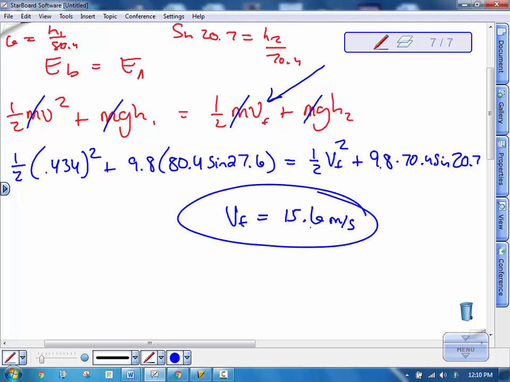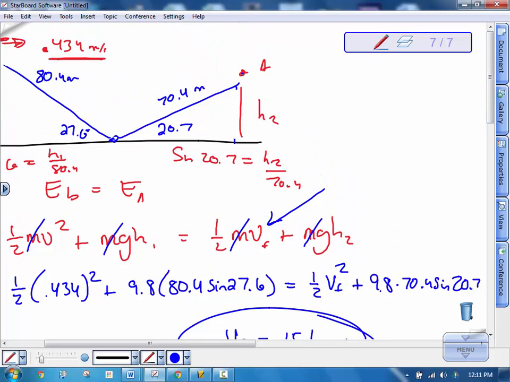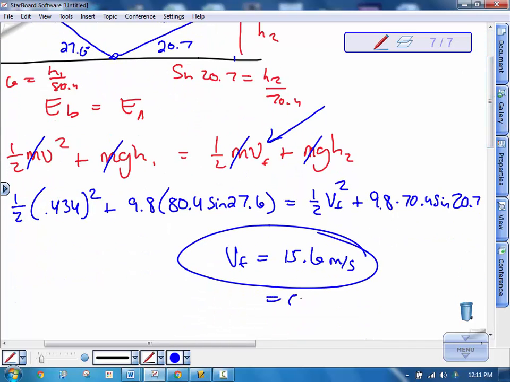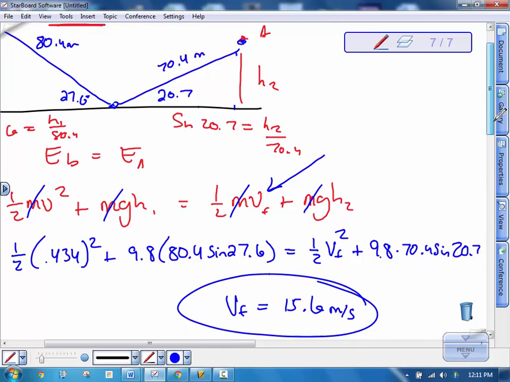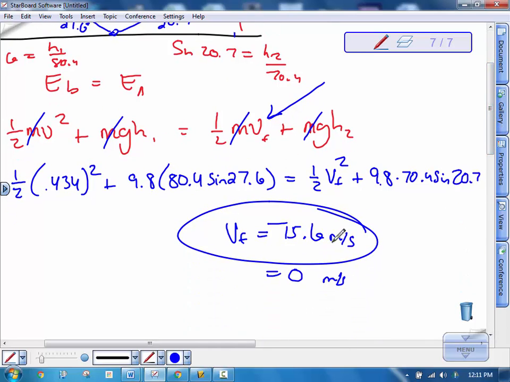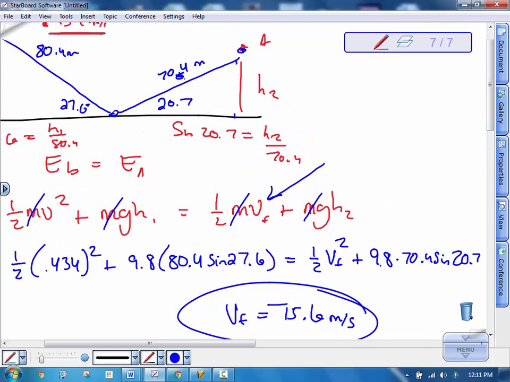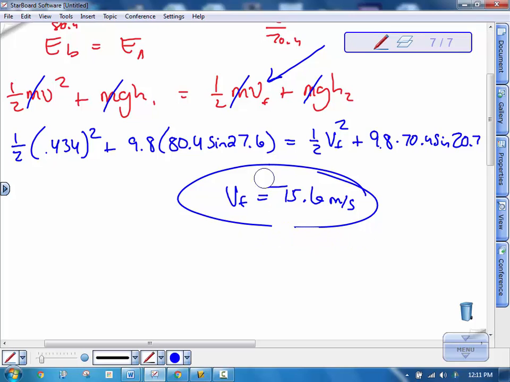What that means is it did reach this point with speed up here. If we would have got 0 for this, then that would have meant it reached that spot and stopped. And if we would have got a negative number here, then what that would have meant is it didn't reach this spot and came up short. Okay, so keep that in mind. But we did get a positive value, so we know that it reaches that spot with some speed, some energy left over.